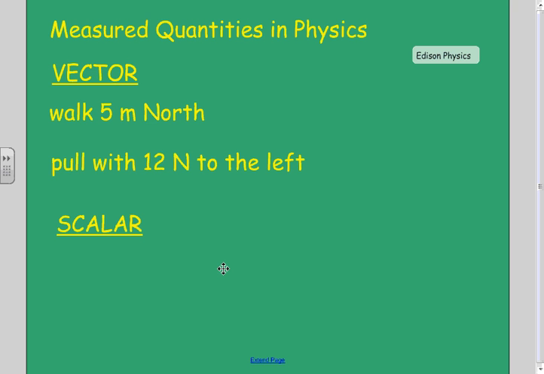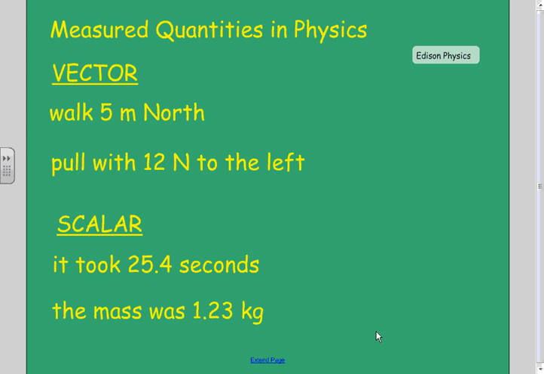Now let's compare those ideas to other kinds of things we might measure. For example, suppose something takes 25.4 seconds to happen. Or suppose we use a balance and the mass of what we put on the balance is 1.23 kilograms. These are four examples of measured quantities that we might talk about in physics, and I've grouped them together. And so the question is, what do the two things that I've labeled as vector have in common, and how are they different from the things that I labeled as scalar?